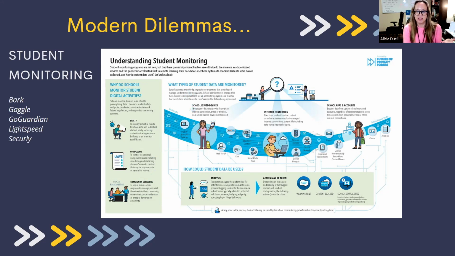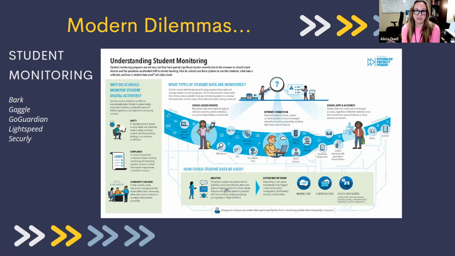What types of student data are monitored? The actual devices, an internet connection that the students might be using, and then school apps and accounts. Like Google Apps if you're a Google Apps district, possibly Microsoft apps if you're Microsoft, or any student learning apps that the school monitors and has a dashboard for. Student data, how could it be used?